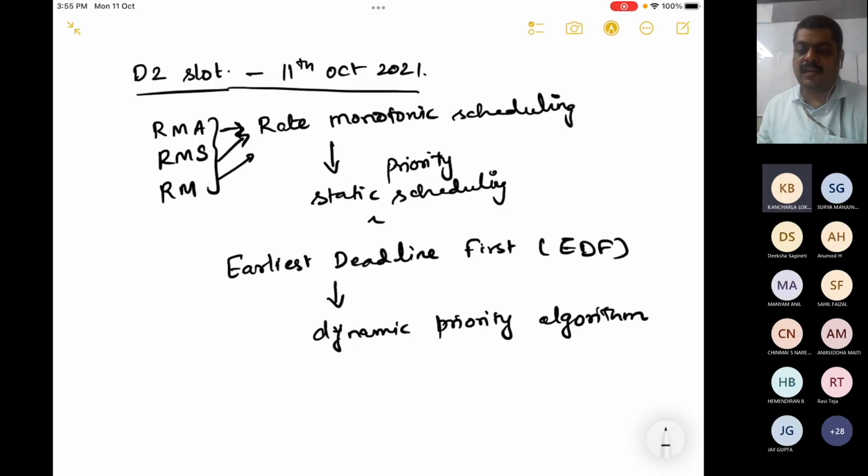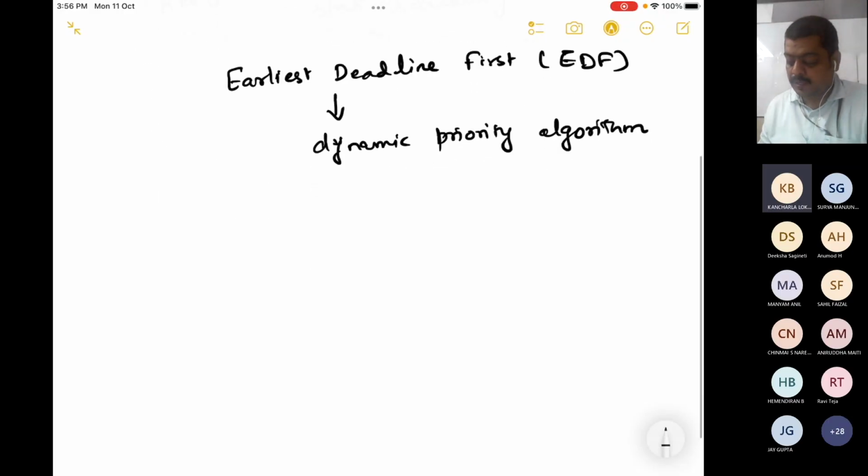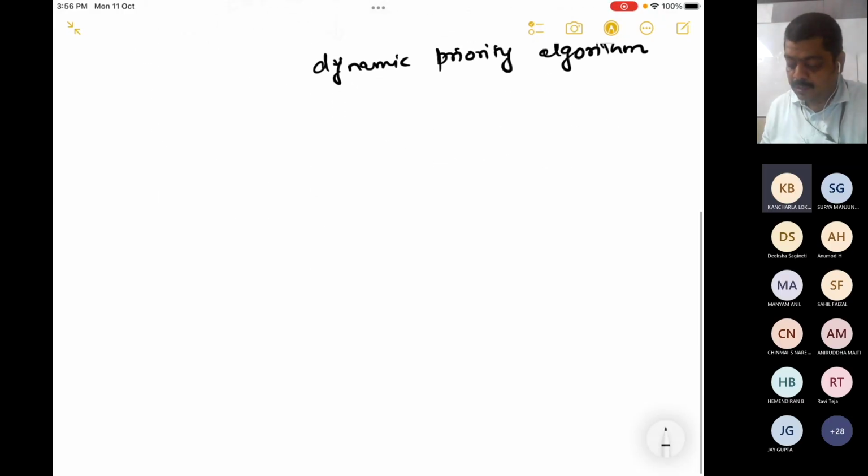So generally, it is under static priority scheduling. For EDF, understanding it is fine, but there are many difficulties in implementing the EDF algorithm. So maybe once we see one schedule, we'll understand how it really happens. Okay. So both these algorithms are optimal algorithms.